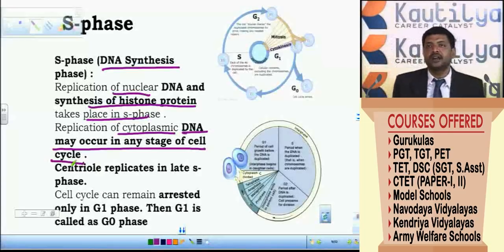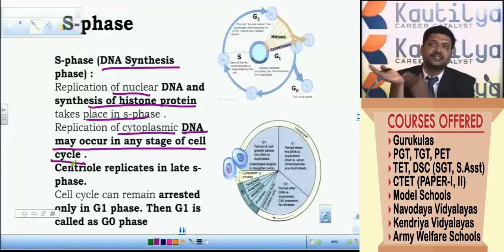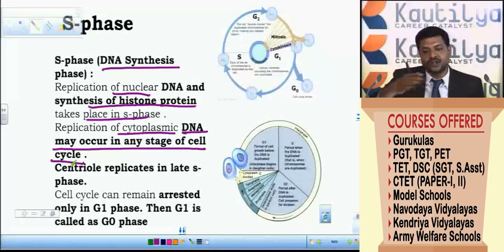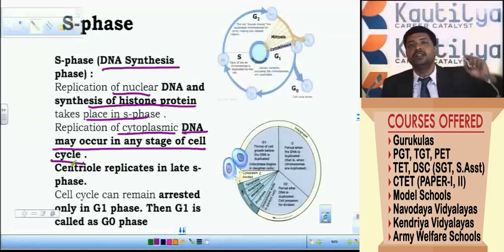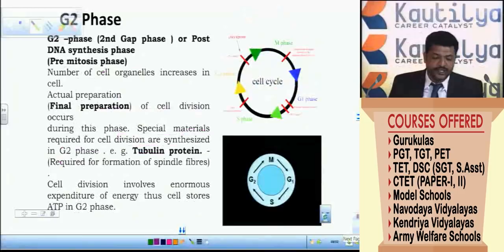All the cells that are not dividing are in G0 phase. The G0 phase is known as the arrest phase. The cell stays arrested until the nearby communicating cells give information to divide. If a cut or wound happens, the nearby existing cells give information to the peripheral cells that they have to divide. Until that information is received, the cell does not divide further. It means that all the cells which are not dividing are in G0 phase. Now, let us see the next phase, that is G2 phase.